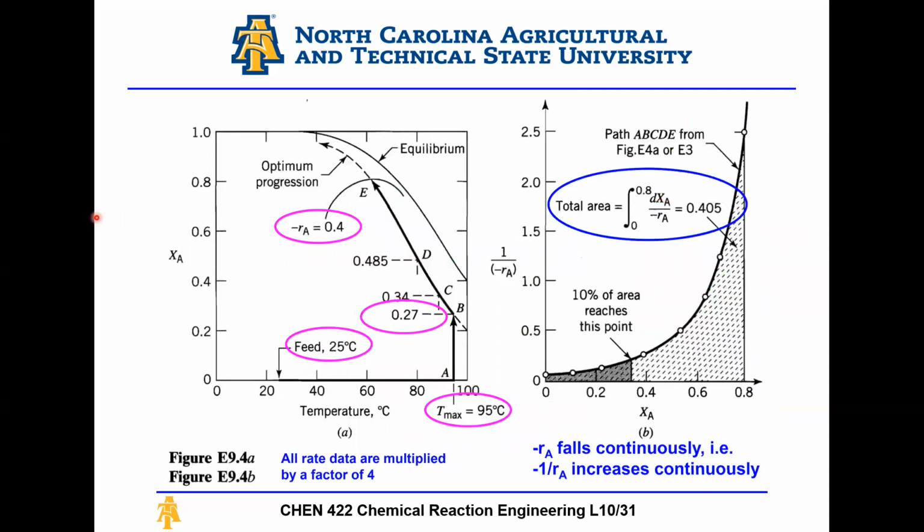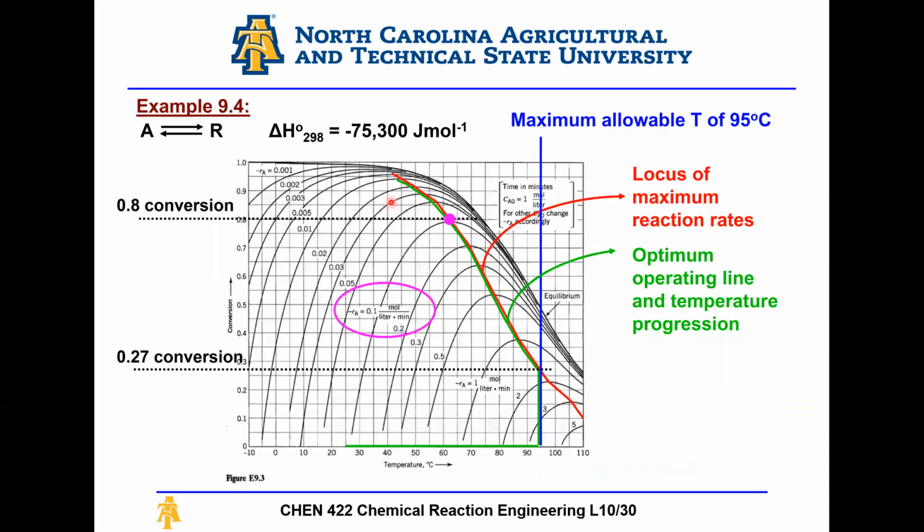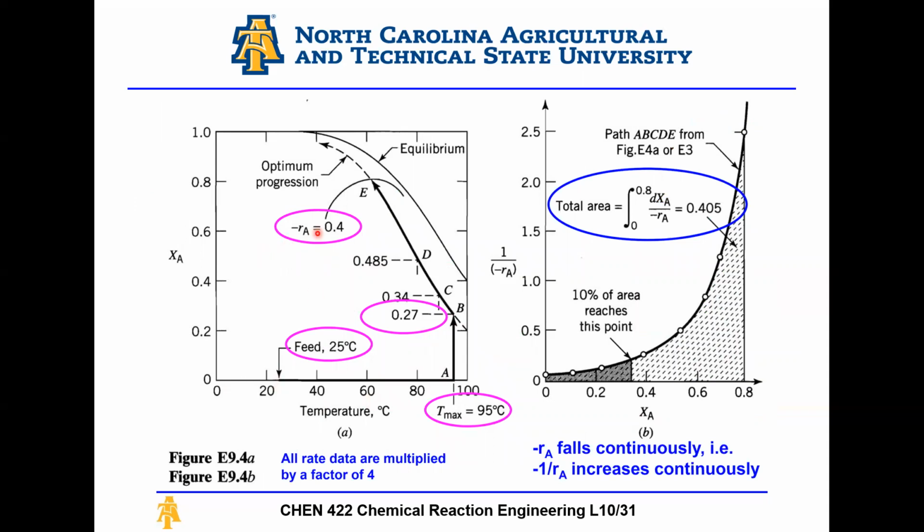So now let's try to translate this information. Here I have a chart of XA versus T, and I'm just extracting the line we just drew. We said we're moving from 25 to 95, moving up to the locus of our points, and then moving all the way to 0.8, which is point E right here. And from the chart above, we said our reaction rate is 0.1. Since this chart is for a CA naught of 1, and we're given a CA naught of 4, I'm going to multiply this value by 4. So my reaction rate is going to be 0.1 multiplied by 4, 0.4. And this is basically my operating line here, from A to B, B to C, C to D, D to E.